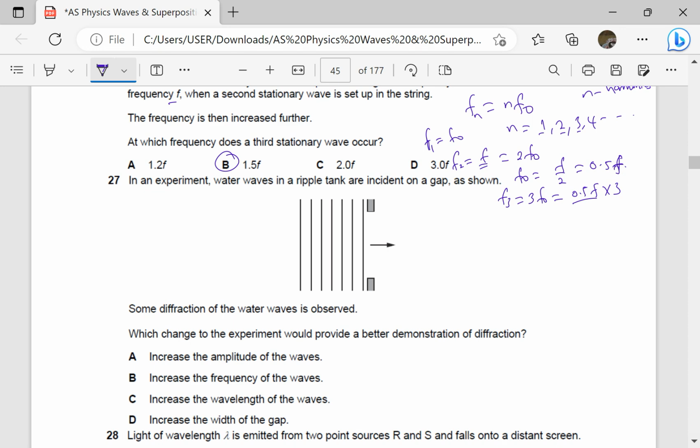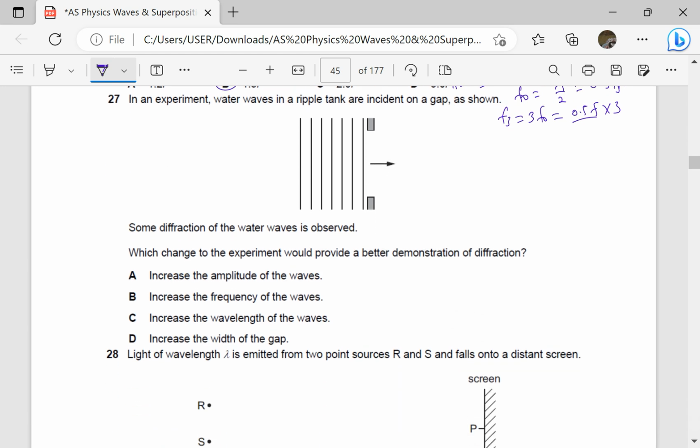In an experiment, water waves in a ripple tank are incident on a gap, as shown. Some diffraction of the water waves is observed. Which change to the experiment would provide a better demonstration of diffraction?